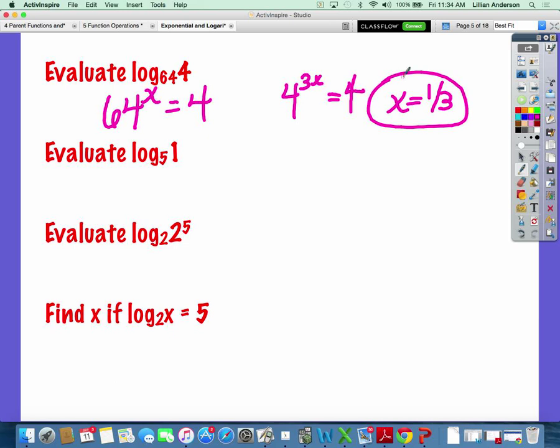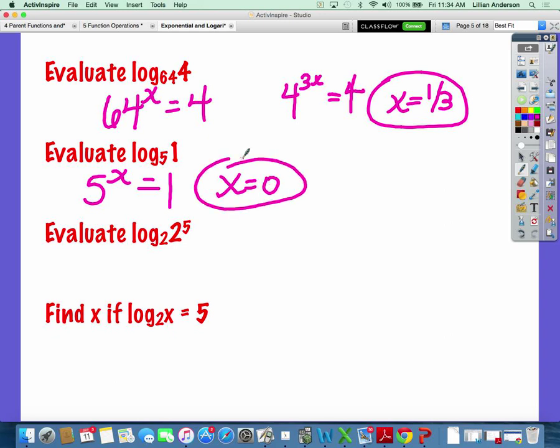Okay? What about this one? Log base 5 of 1. You said 5 to x equals 1? So x will equal 0. The only way that we can ever get 1 is if the exponent is 0. Yes. What about this one? Log base 2 of 2 to the 5th. Equals 5. That was that last one. You have the same base. What about this one? X equals 2 to the 5th power. Exactly. So x is what? 32.